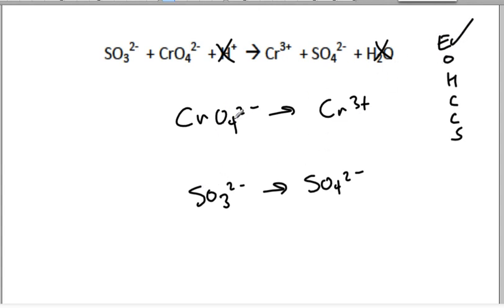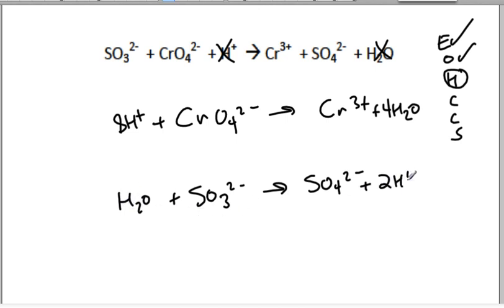Oxygen, I have 4 here, so I need to add 4 waters on that side. I have 3 oxygens and 4. I add 1 water on this side. Done balancing oxygen. Balance H's. I have a total of 8 H's on this side, so I add 8 H+ on this side. I have a total of 2 H's on this side, so I add 2 H+ here. Done. Then I go to do charge.